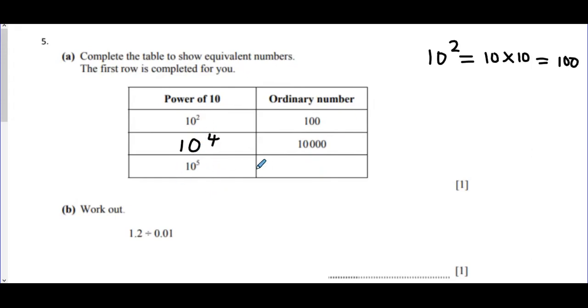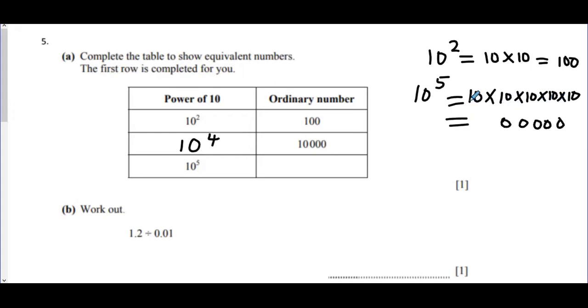How about 10 to the power of 5? What will be the ordinary number for that? 10 to the power of 5, an ordinary number will be 10 times 10, 5 times. And you're going to end up counting how many zeros you have: 1, 2, 3, 4, 5. And then you do 1 times 1 times 1 times 1 times 1, you end up getting the same thing. So 10 to the power of 5 will be equal to 100,000. So an ordinary number here will be 100,000.